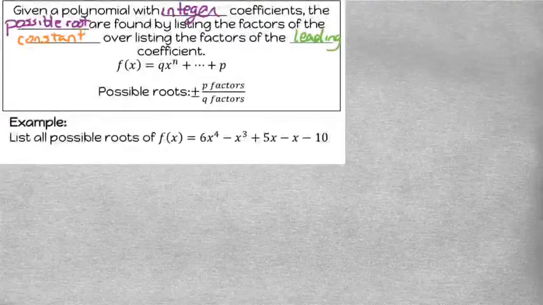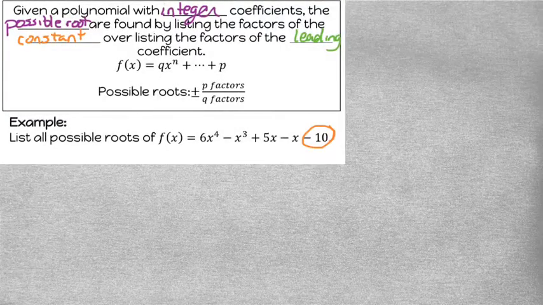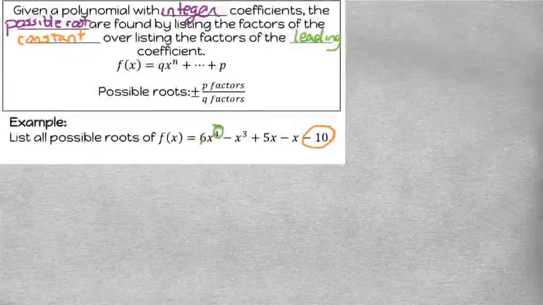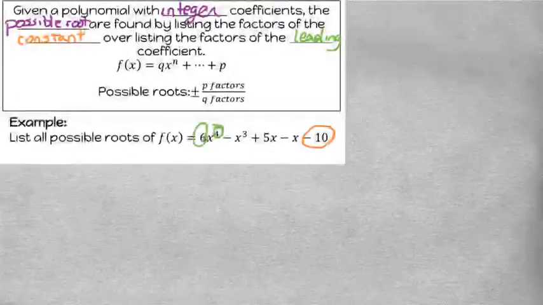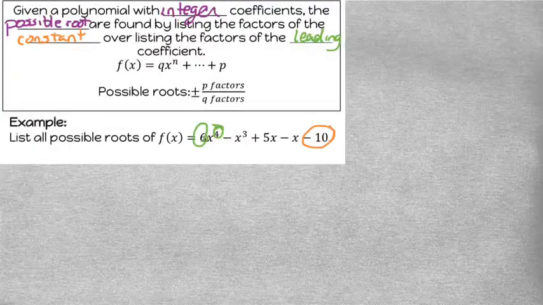And so what that means, your constant is the number without the variable at the end of the problem. So negative 10 in this case, in that problem I have below. The leading coefficient, I find the highest exponent, like we did when we were determining the degree of the polynomial, and then I look in front of that. In this case, it's 6. So my leading coefficient on this problem below is 6. And then we're going to list all the possible ones. For each possible root, there will be a positive and a negative. But before we can start listing them, we need to find all of the possible factors.